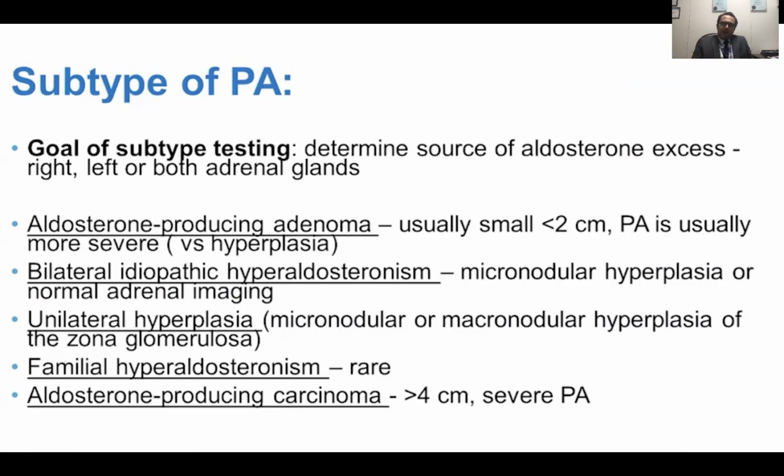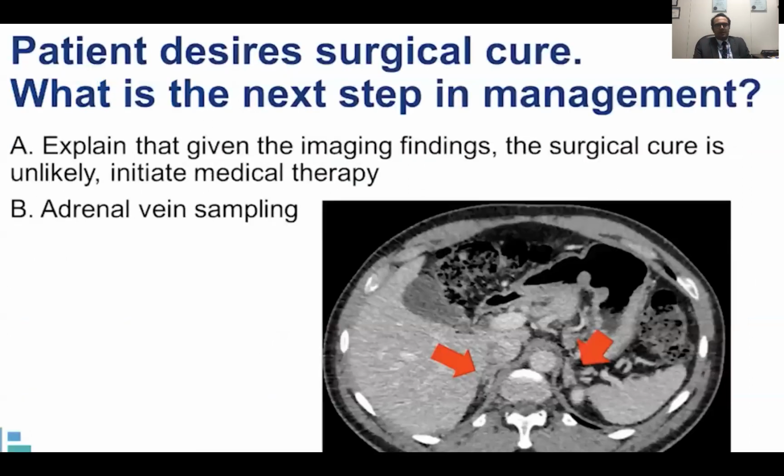Okay. Bilateral idiopathic hyperaldosteronism can have a normal adrenal CT or there may be bilateral micronodular hyperplasia. Then we have 1 to 2% of cases of unilateral hyperplasia as well. And then the rare familial hyperaldosteronism, which is the glucocorticoid remediable aldosteronism, and very rarely aldosterone producing carcinomas as well. So the two important ones are aldosterone producing adenoma and bilateral idiopathic hyperaldosteronism. For them, we usually do the adrenal venous sampling.